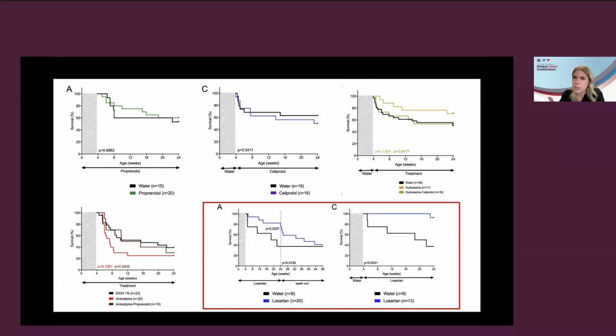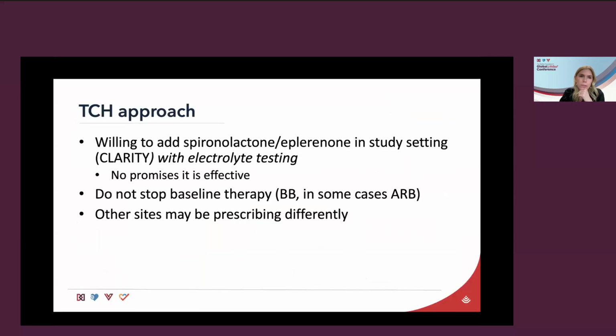So it's conflicting results, different pathways. The other study said losartan didn't help. This study said it did. And that's kind of where we are. We don't really know what to do. I will say I work at Texas Children's, and we've really struggled with what to do because most of this is not published. It's not in humans.